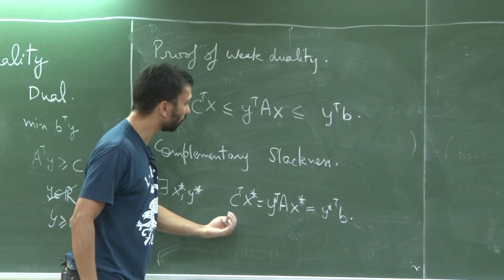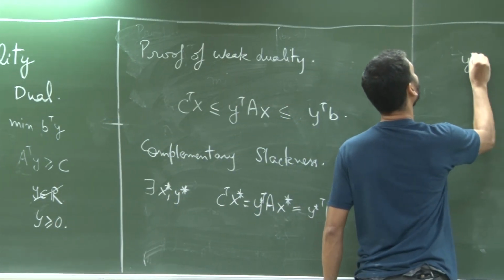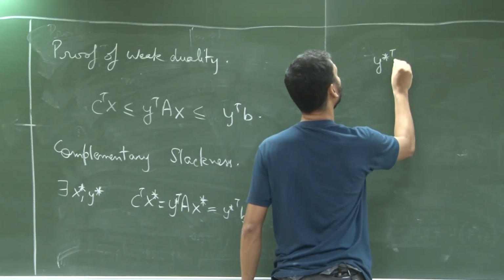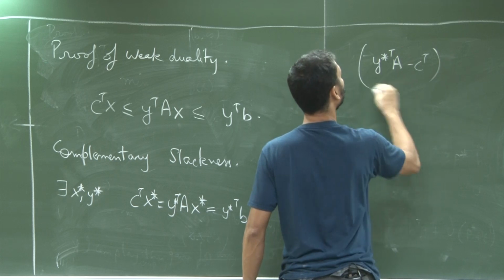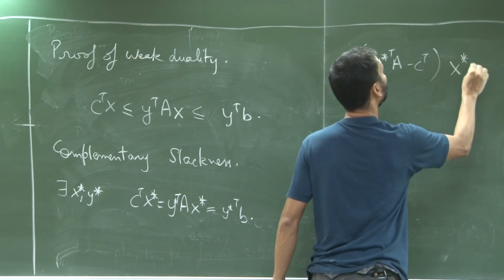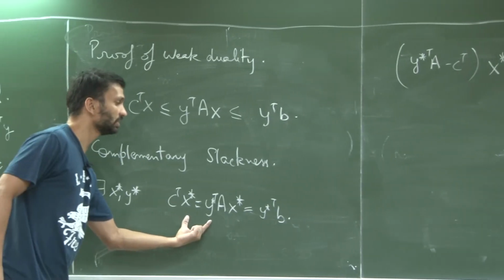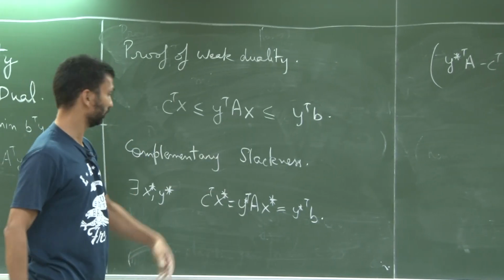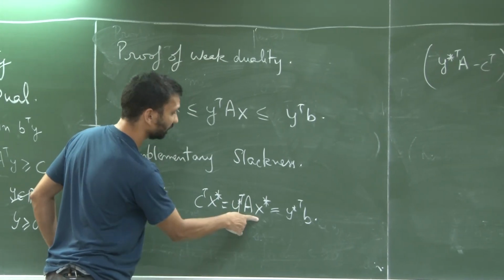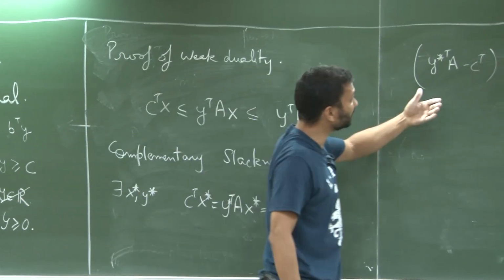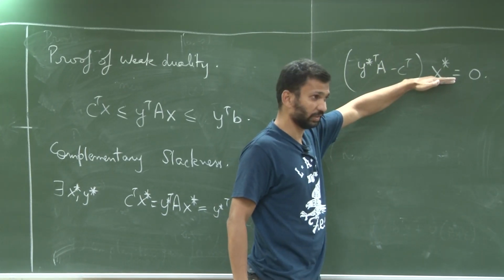So now, what do I know with this? I've just written this equality in a different format: Y star A minus C times X star. You again see constraints of dual multiplied by variables of primal.